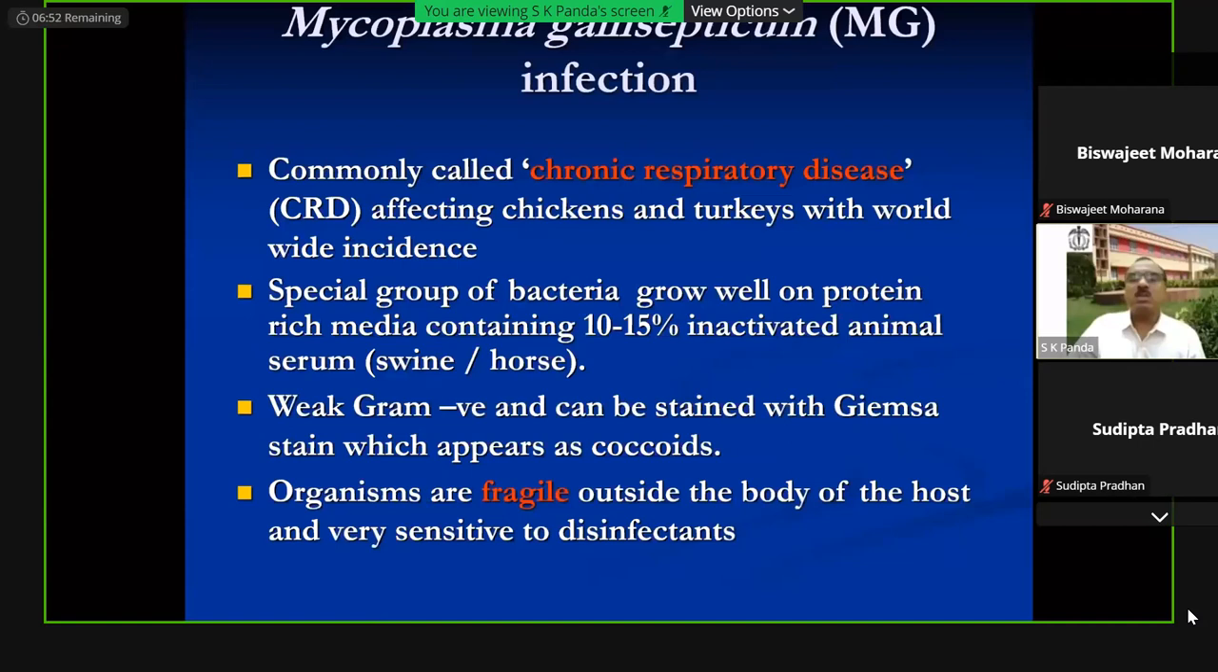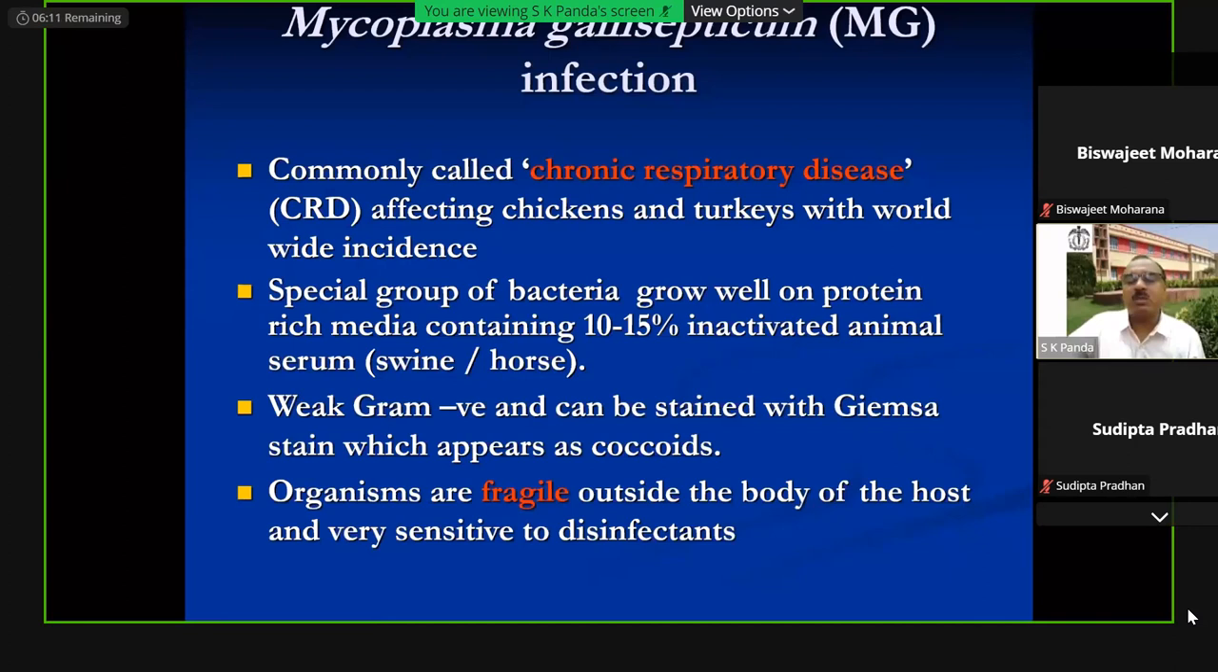So CRD, Mycoplasma gallisepticum, chronic respiratory disease. It is a special group of bacteria, because you know that mycoplasma is not as usual as E. coli or Salmonella or Pasteurella. It needs a special culture media for its growth. Why? Because of their characteristics, they cannot grow in ordinary media. So the media is specific. That's why it is called PPLO, pleuropneumonia-like organism media.